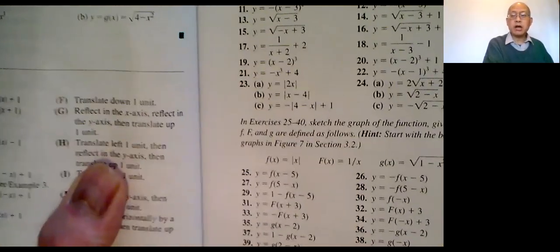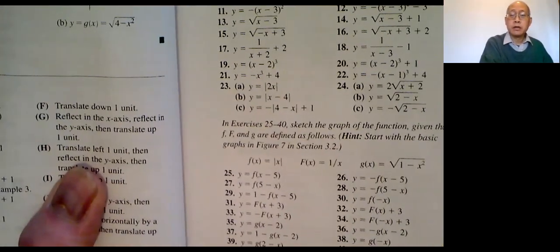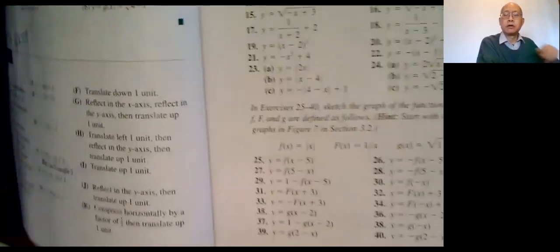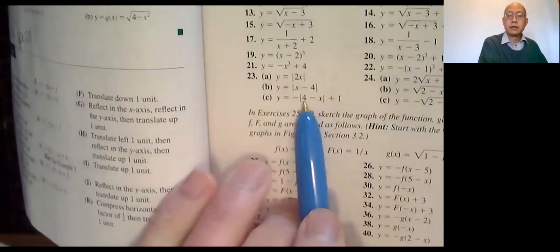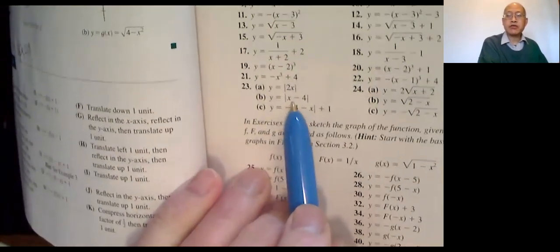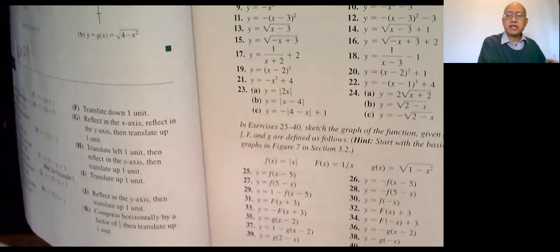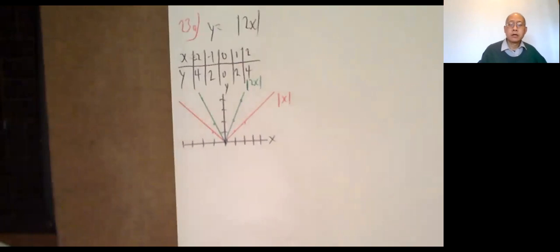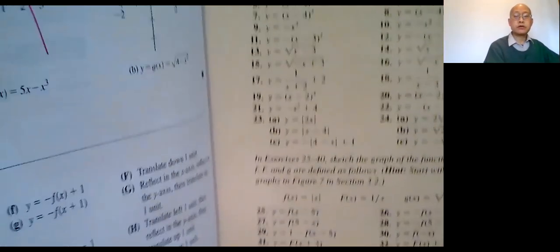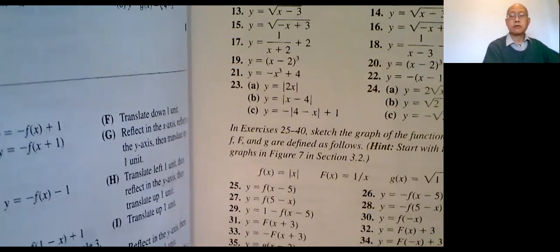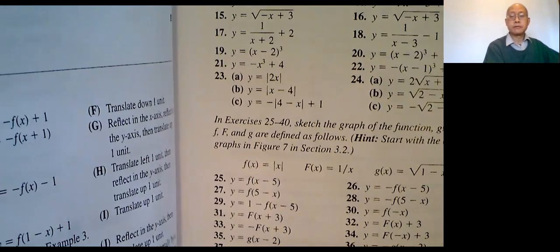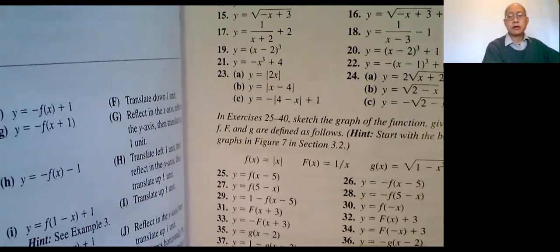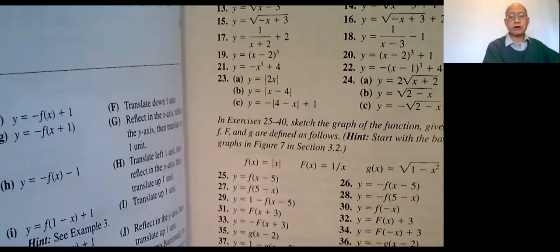B, I'll just talk about it, but not do it. 23b, absolute value of x minus 4. x got changed to x minus 4. That's sort of like 19. So you take your basic absolute value function, the red one, and move it 4 units to the right. So for 23b, maybe you just want to jot down in your notes: move the absolute value function 4 units to the right.